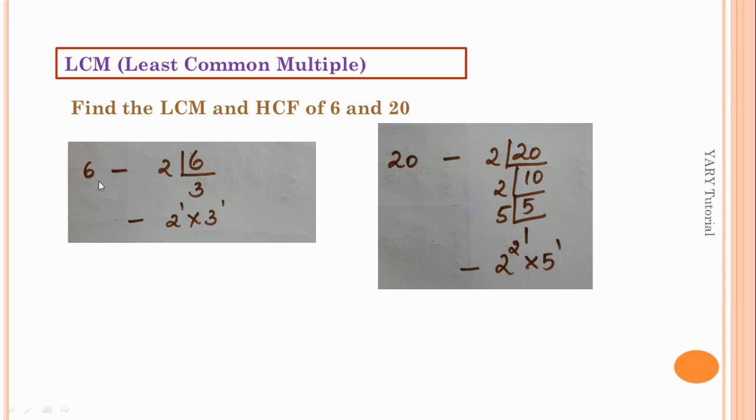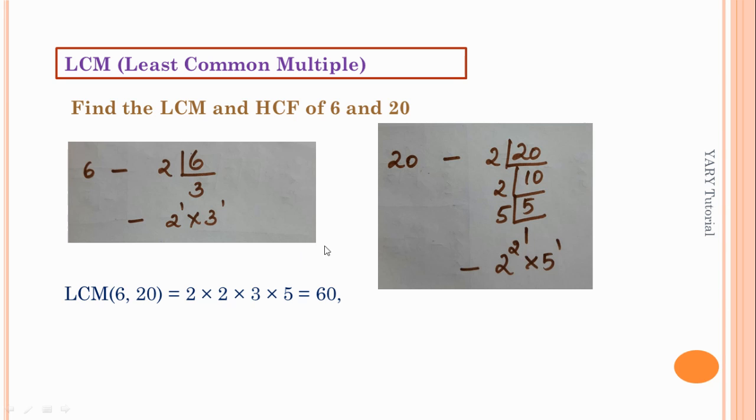For 6, we have to find the prime factorization. How to do the prime factorization? I have already uploaded the introduction part 1 video, which I will be linking in the description. You can have a look at it. Similarly, we have to do the prime factorization for 20, and then find the LCM. LCM will be equal to 2 to the power of 2 into 3 into 5.